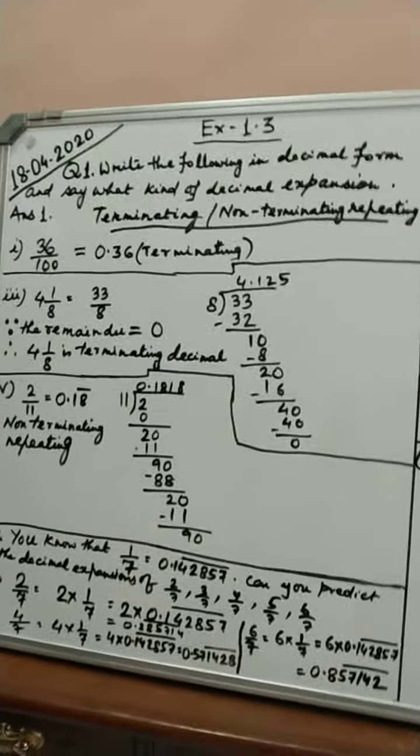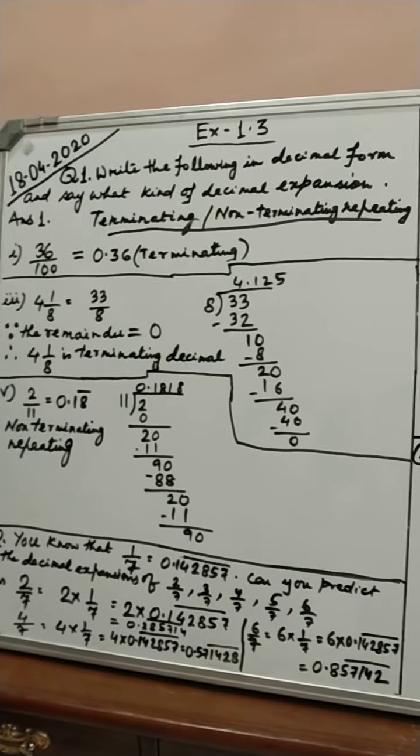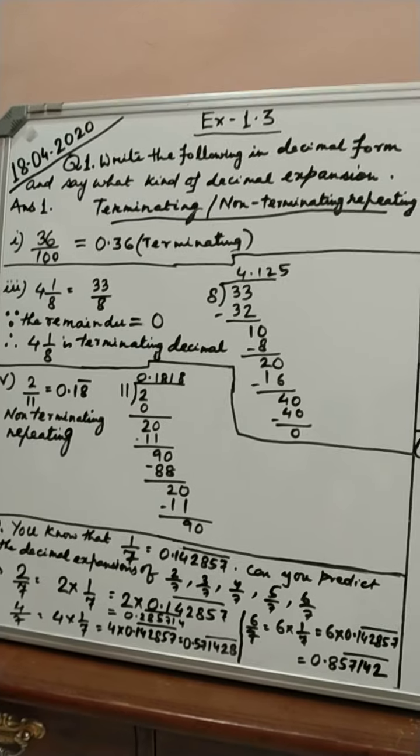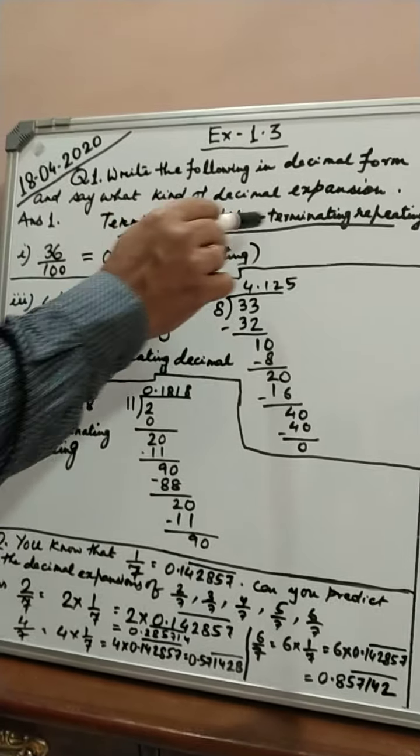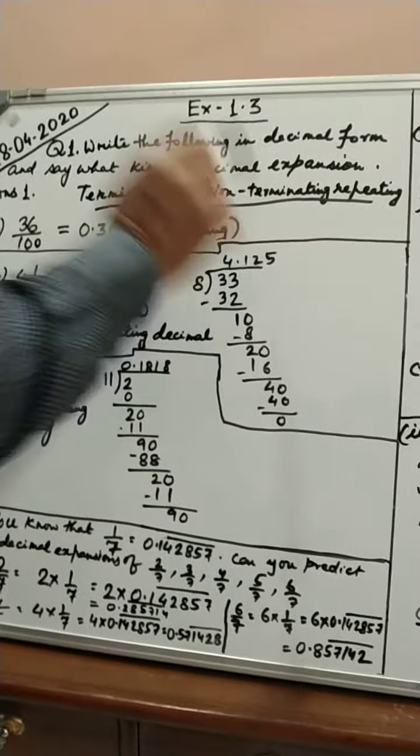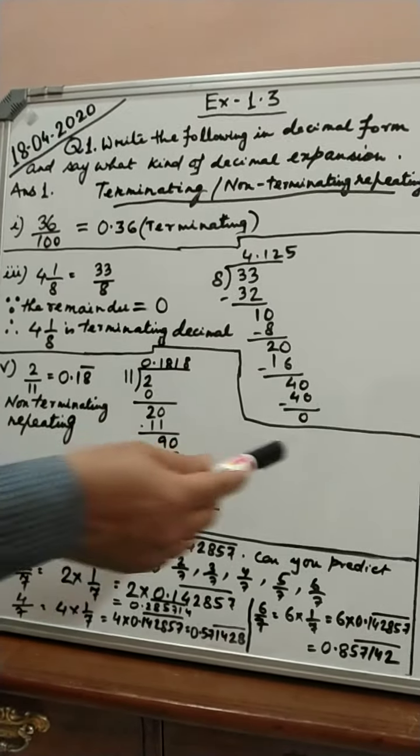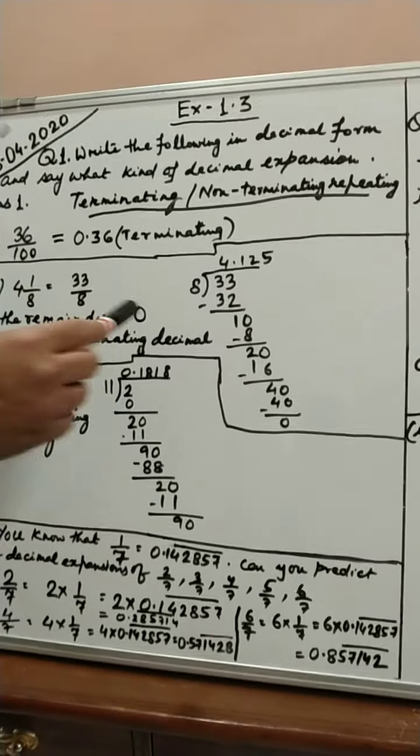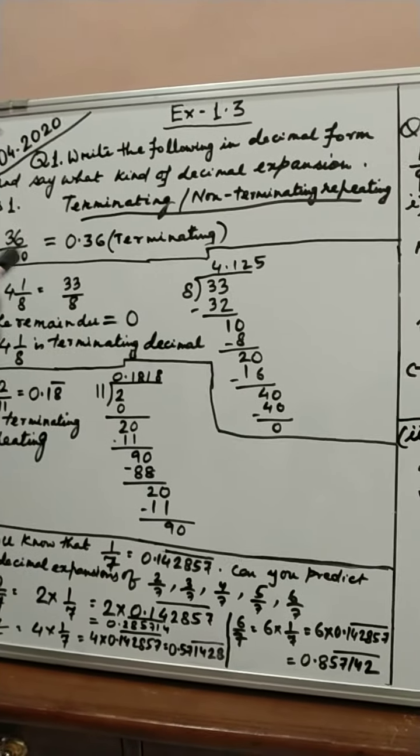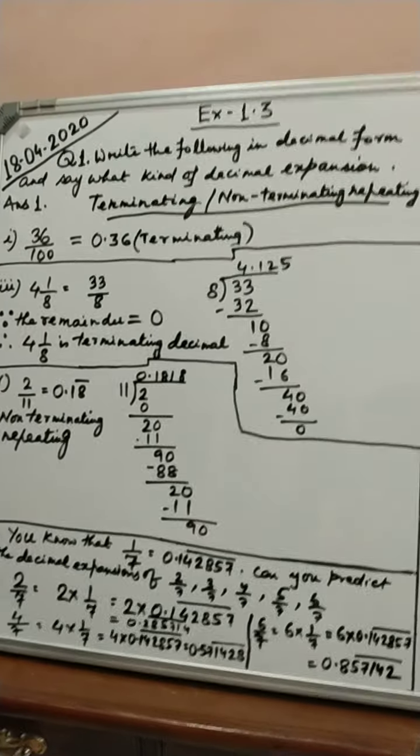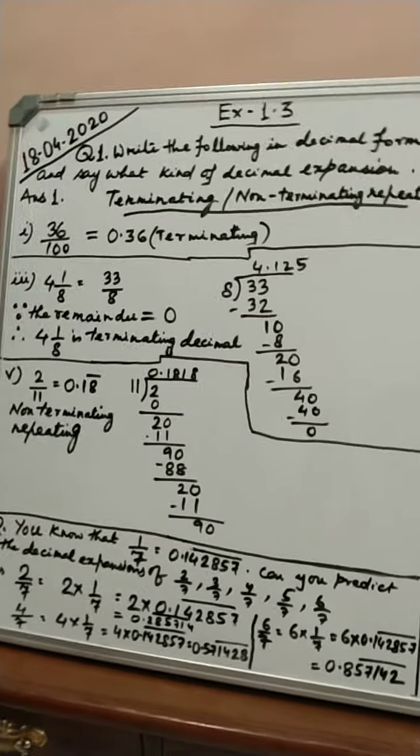So the first question is, write the following in decimal form and say what kind of decimal expansion it has. So it is all about terminating and non-terminating, that is, repeating decimals. Earlier I have already informed you, terminating means where the remainder becomes 0, and non-terminating recurring means where the remainder never becomes 0 and there is a repetition in the quotient part. Fine. Now let us see the first question.